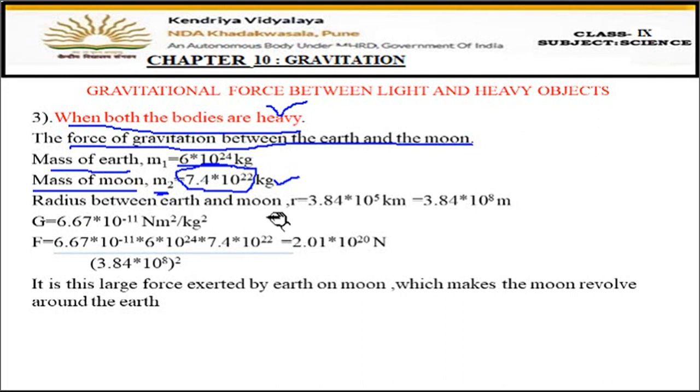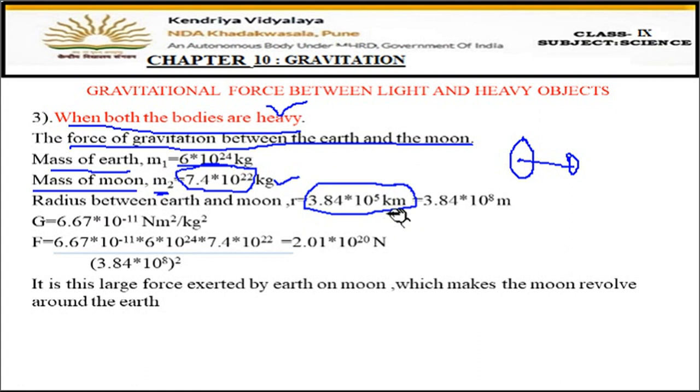Now the distance between the earth and the moon. Suppose this is the earth and this is the moon. The force of attraction will be in between these two, and the distance by which they are separated is this r distance. What is this distance? This is the distance between the earth and the moon, and it is equal to 3.84 multiplied by 10 raised to the power 5 kilometers. This is the distance between the earth and the moon.